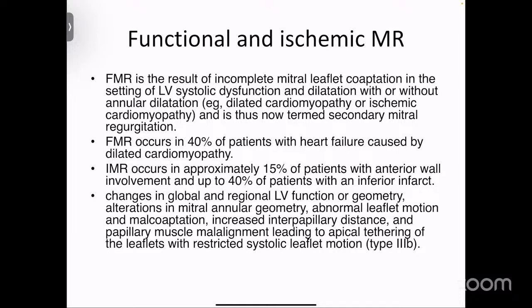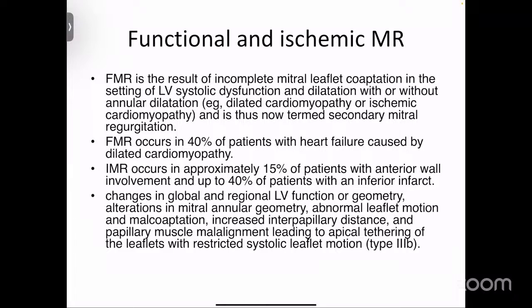Functional mitral regurgitation occurs most commonly due to non-ischemic cardiomyopathy. The second most common cause is advanced valvular disease, for example in aortic stenosis. Functional mitral regurgitation occurs in 40% of the patients with heart failure caused by dilated cardiomyopathy.